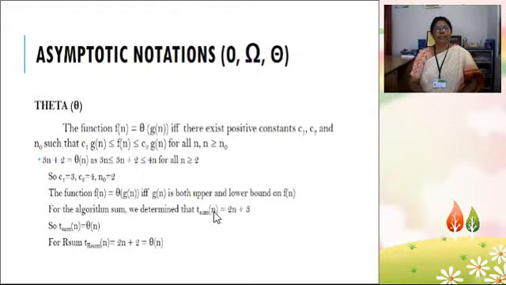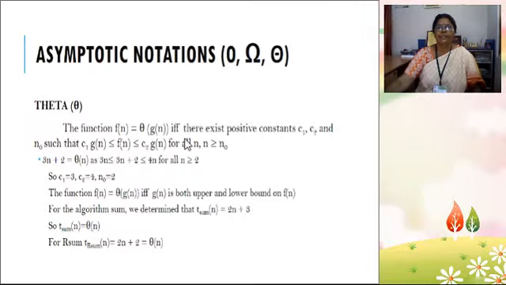So the function f of n is equal to theta of g of n if and only if there exist positive constants c1, c2 and n0 such that c1 star g of n is less than or equal to f of n, where f of n is the time complexity of the given algorithm. We are specifying the minimum range and the maximum range. So c1 of g of n and then c2 of g of n for all n greater than or equal to n0.